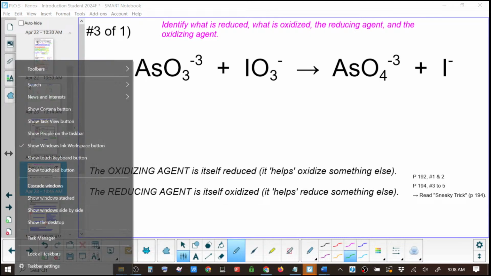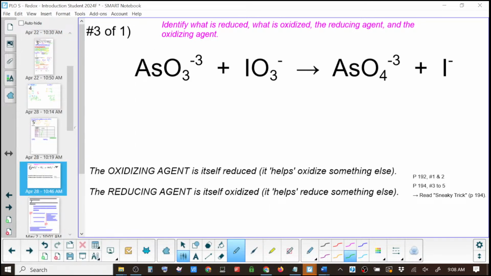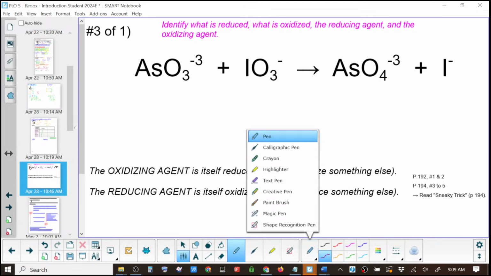This example, I won't say it's easy, but it has an easy trick in it. Can anybody see right away which one's being oxidized and which one's being reduced? SO3 is being oxidized because the number of oxygens is increasing. This is being reduced because the number of oxygens is decreasing. That's the classical definition, and this is a classical case.